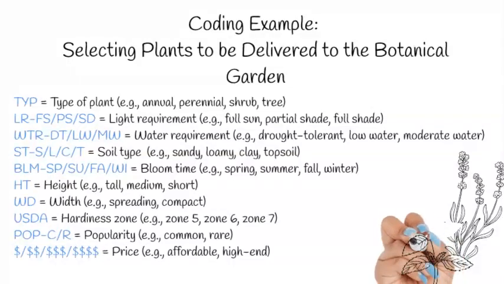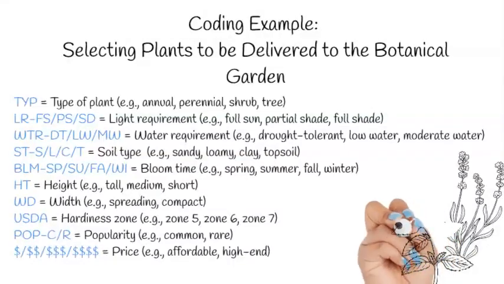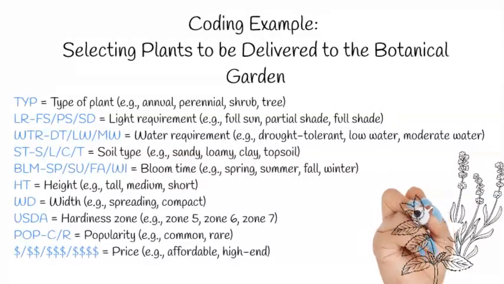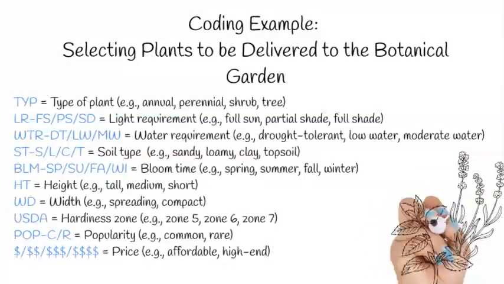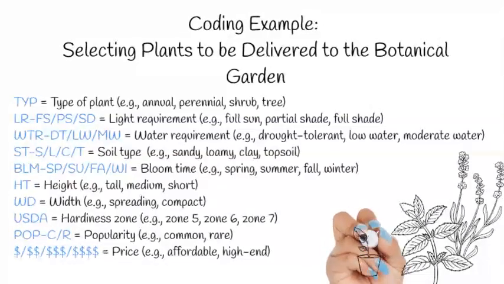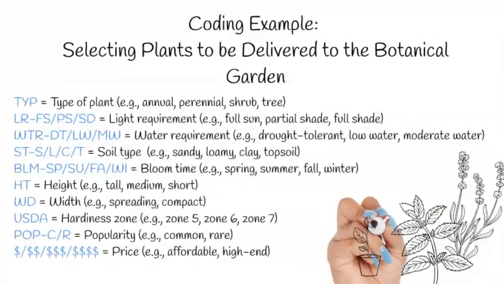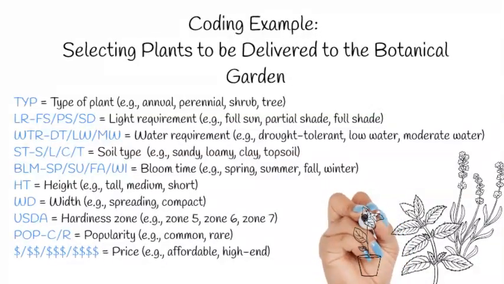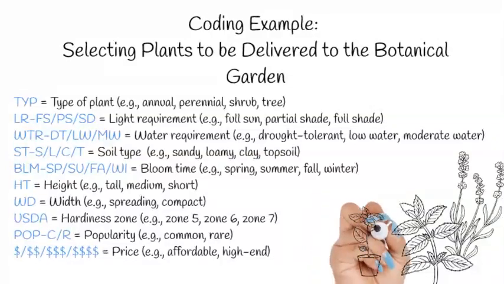The gardener can use height and width to determine the plants are spaced appropriately in the garden. Gardeners can use the hardiness zone to ensure that the plants are suitable for the climate in the area. Popularity and price can help determine which plants are in high demand and which are more affordable. Using these codes, the researcher can categorize and analyze the data to make informed decisions about which plants to deliver to the botanical garden.